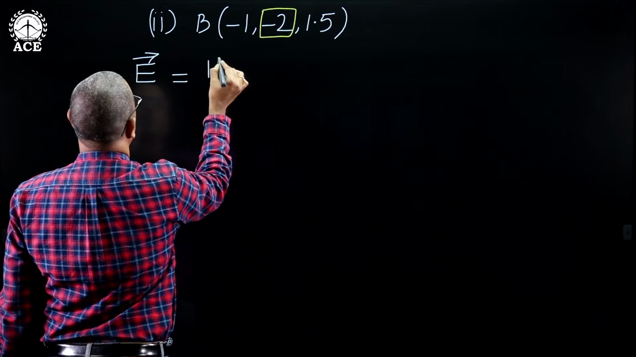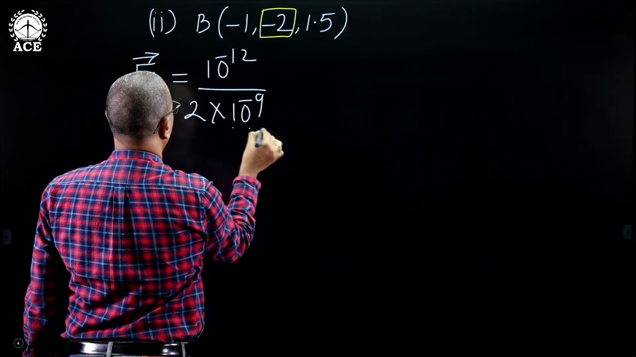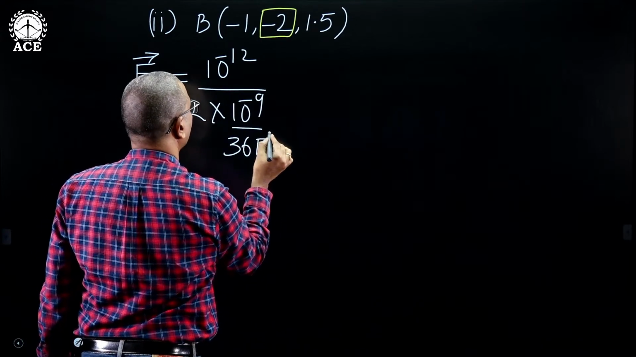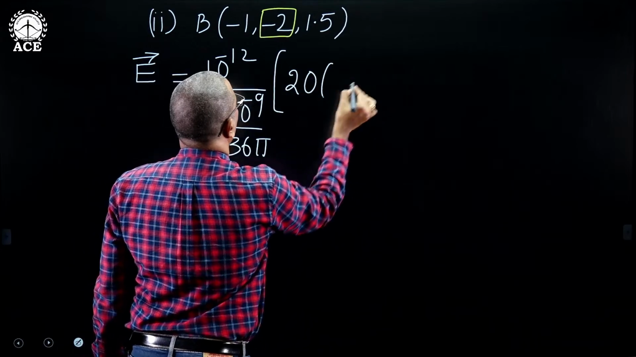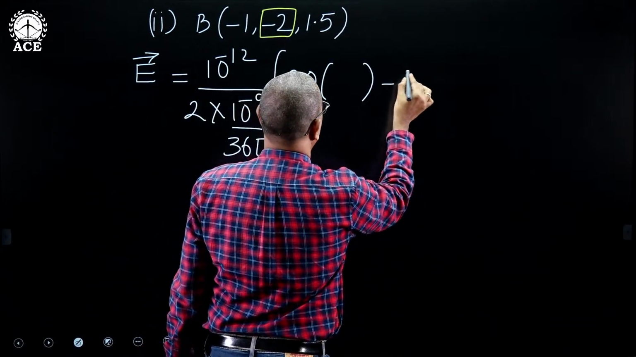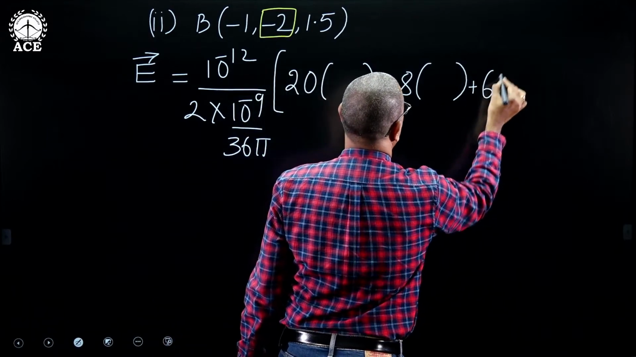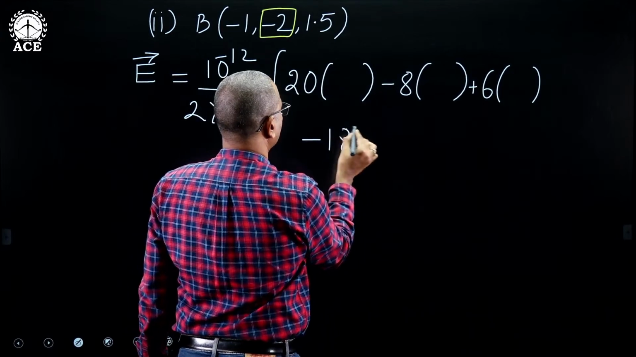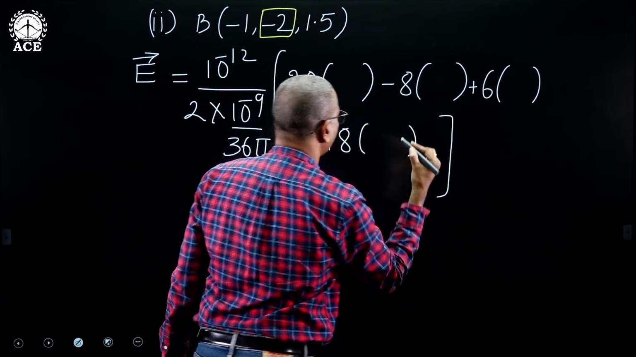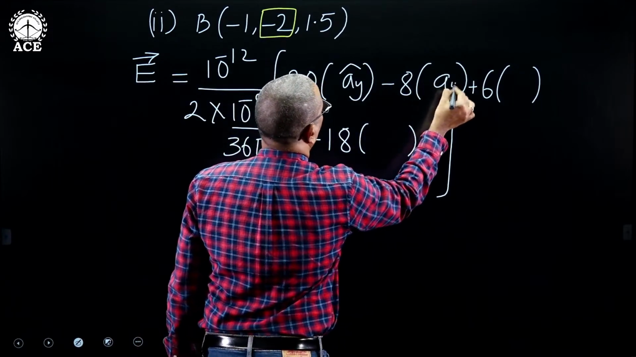Remaining the same, 10 to the power of -9 by 36 pi epsilon naught, and this will be: first one 20. Now tell me the sign. We have -8 for the second one, the third one I think 6, and the fourth one is -20, -18. Yeah. Now let us decide the sign. So all these are having ay cap only.